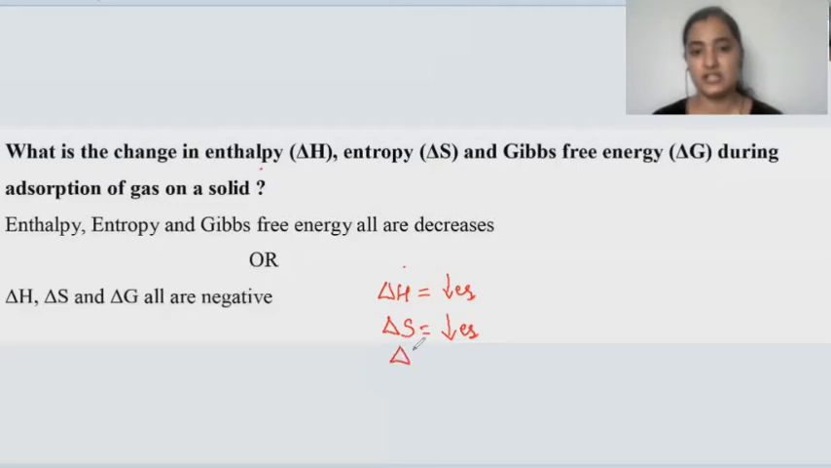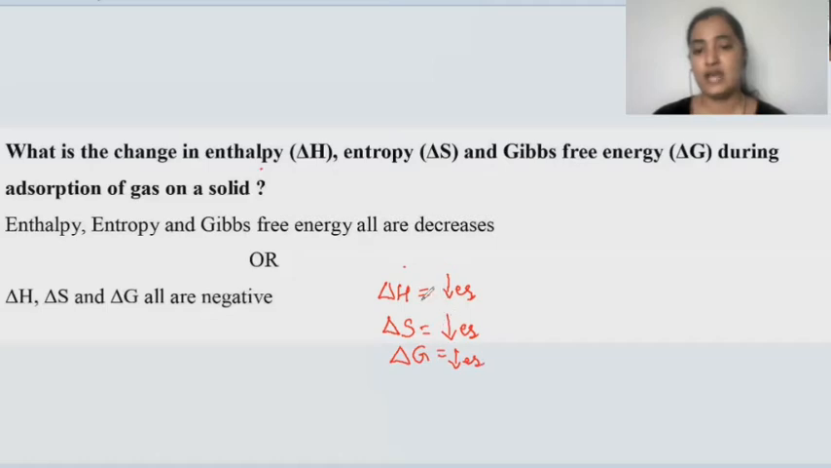Gibbs free energy, the change in Gibbs free energy will be denoted by writing delta G. All the adsorption reactions that are taking place are spontaneous in nature. For the spontaneous reactions, the delta G is going to decrease.